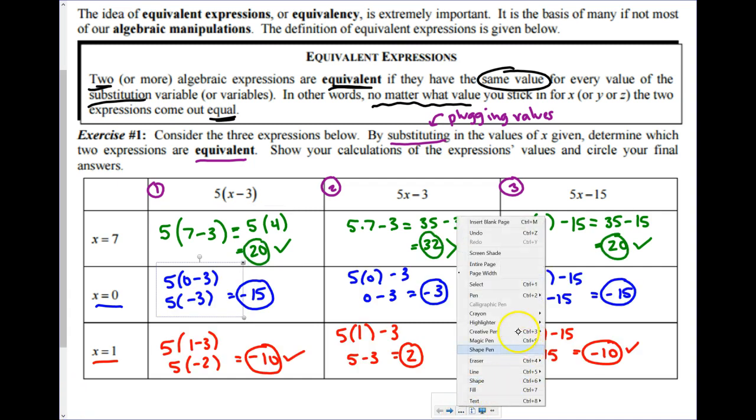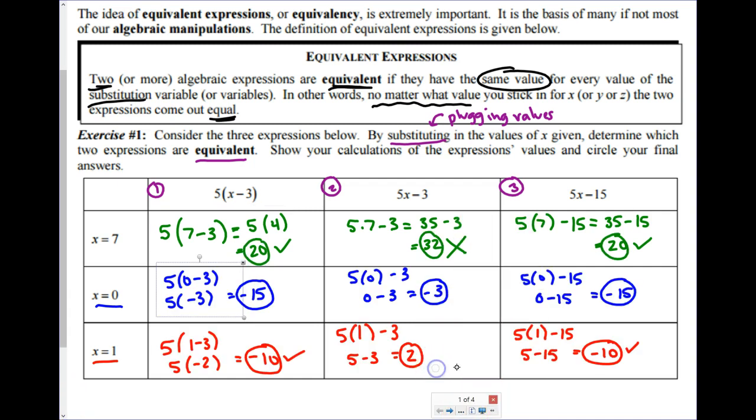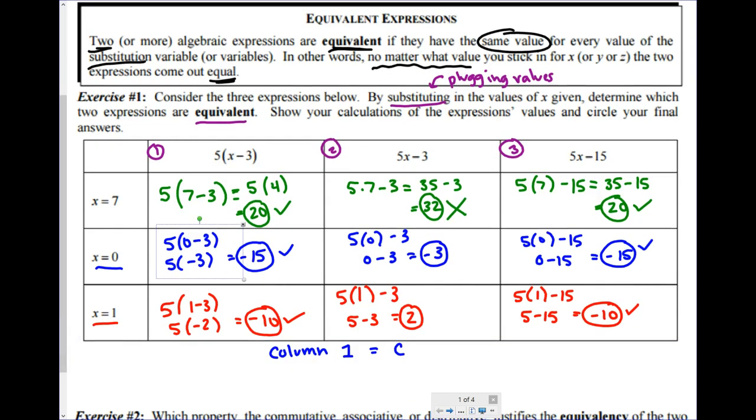All right, welcome back. I hope that was some good practice of plugging and chugging. You should notice that two columns are equivalent every time. Column 1 is the same as column 3. Okay, so that's looking at things that are equivalent. This expression is the same as this expression, right?